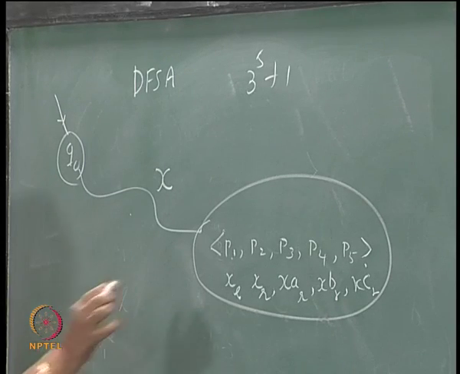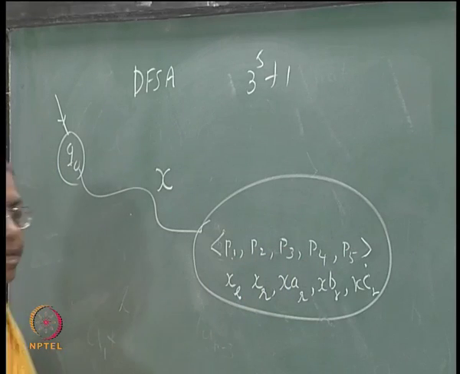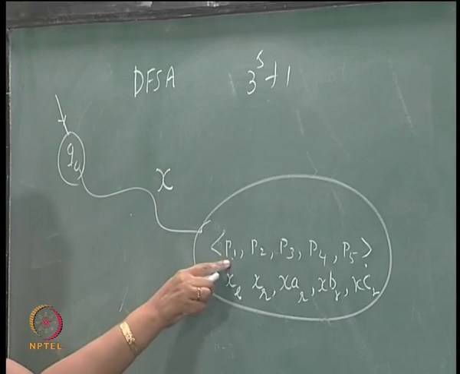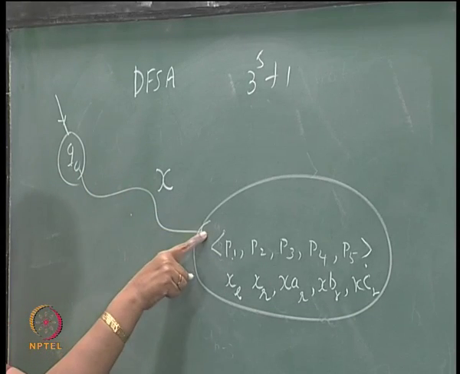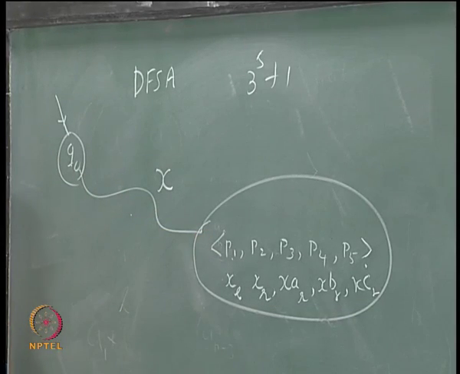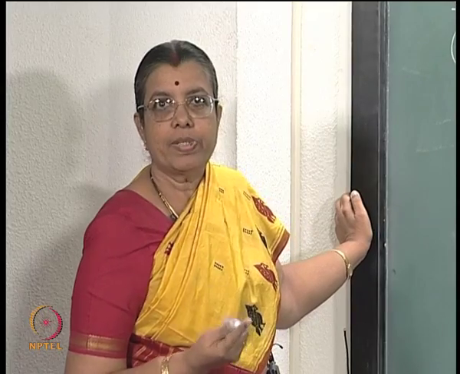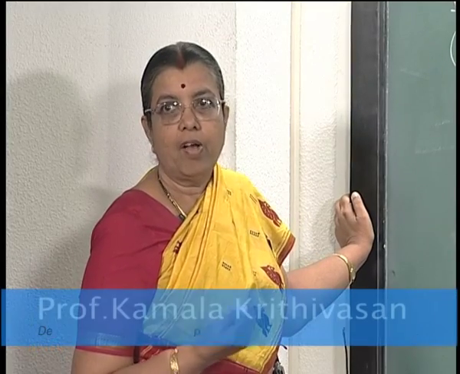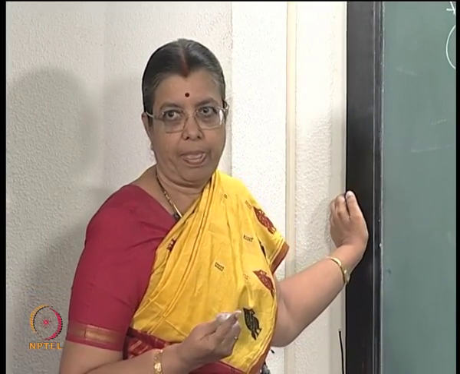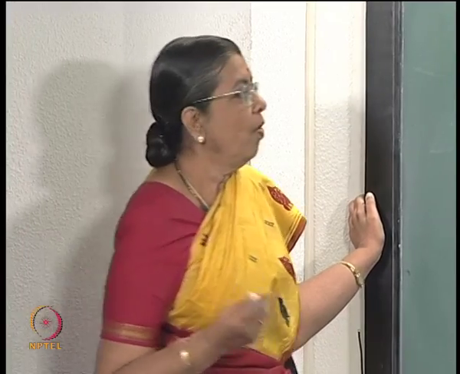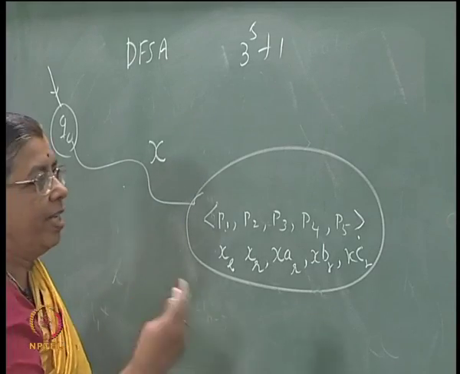So, these 5 letters, A, B, C, A, B or C, will denote the following. If you reach this state from Q0 after reading a string x, the first component denotes the left evaluation of x, the second component denotes the right evaluation of x, the third component denotes the right evaluation of XA, the fourth component denotes the right evaluation of XB, and the fifth component denotes the right evaluation of XC.